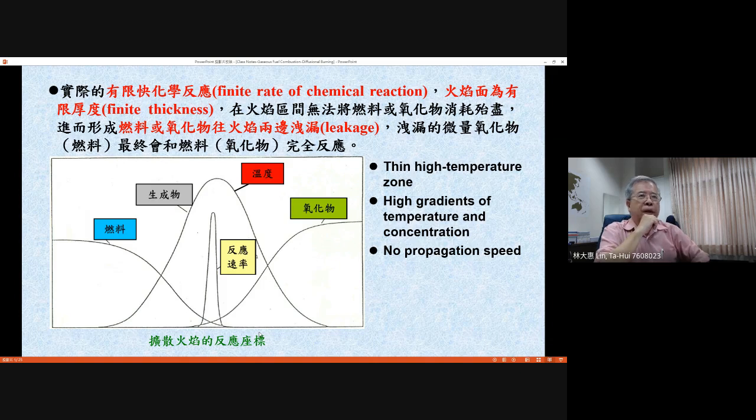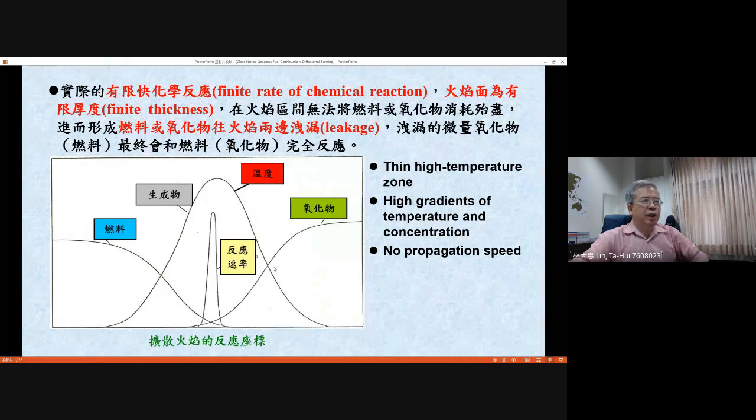The first one: the flame zone is still thin. Even though the chemical reaction rate is finite, it is still finished in a short time interval, or we say a short distance. The flame thickness is thin, and since the flame thickness is thin, the high temperature zone is very thin. The second one: those transport mechanisms are controlled by the diffusion process. Then you may see there are high gradients of temperature and concentration.